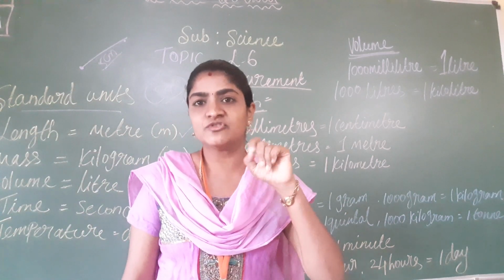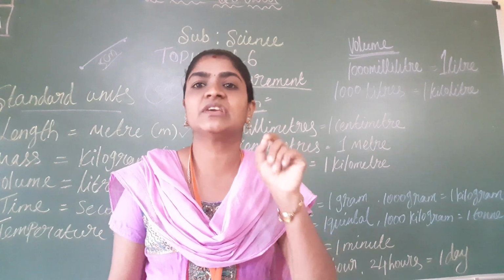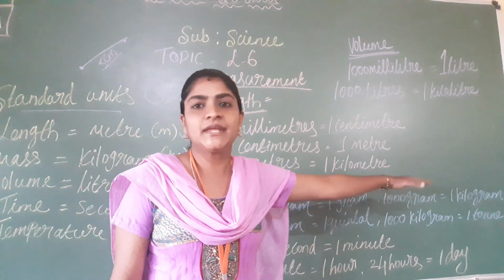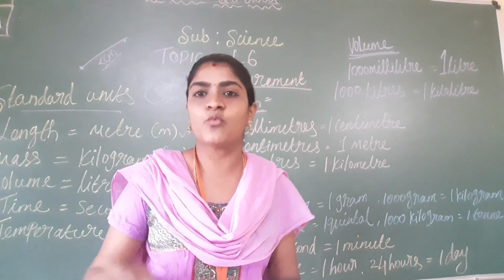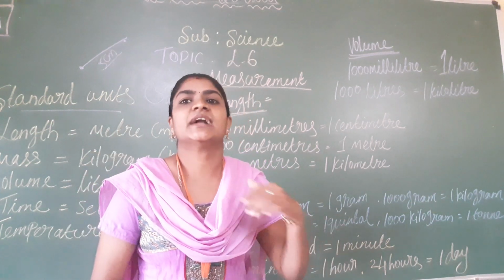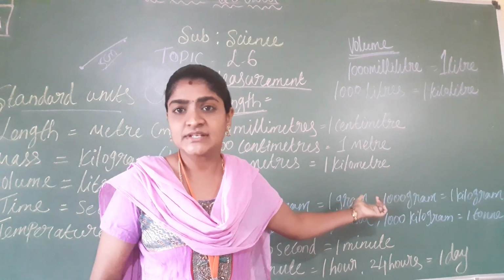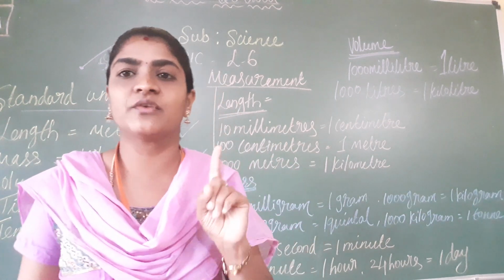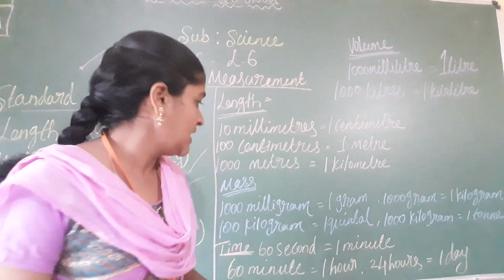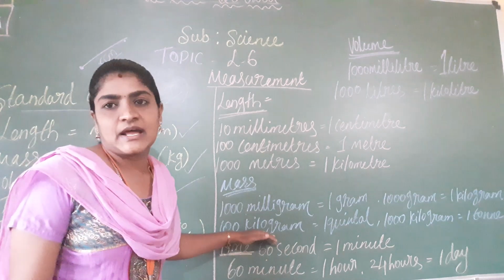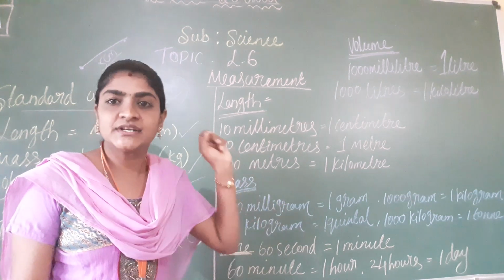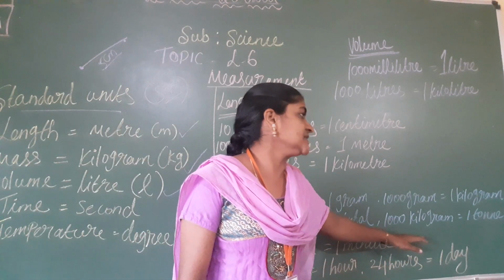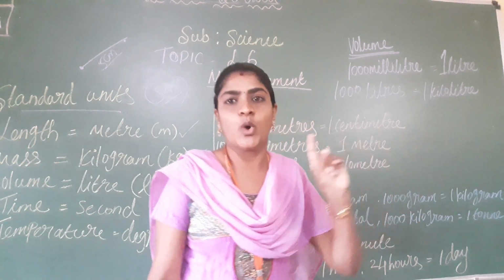See, for example, whenever you buy silver and gold, they will give it in grams. Okay. And 1000 gram equal to 1 kilogram. So if you want to buy 1 kg of dal, that will be equal to 1000 gram. So it is called 1 kilogram, or we call it 1 kg. And next 100 kilogram equal to 1 quintal. 100 kg equal to 1 quintal. Like that, 1000 kg is equal to 1 tonne.